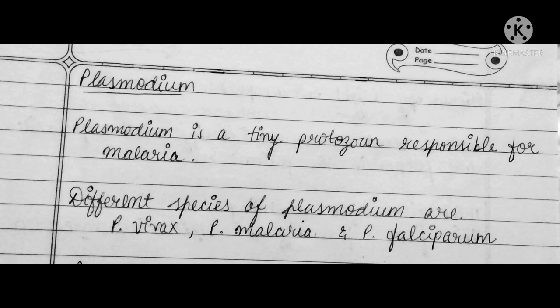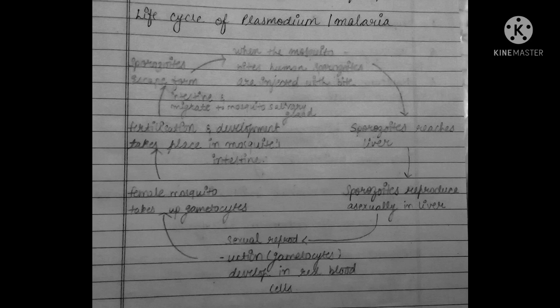Plasmodium is a tiny protozoan responsible for malaria. Different species of Plasmodium are P. vivax, P. malariae, and P. falciparum. Life cycle of Plasmodium or malaria.